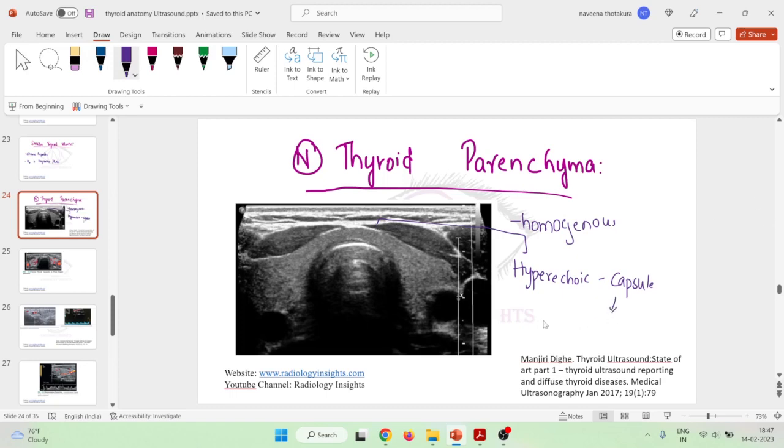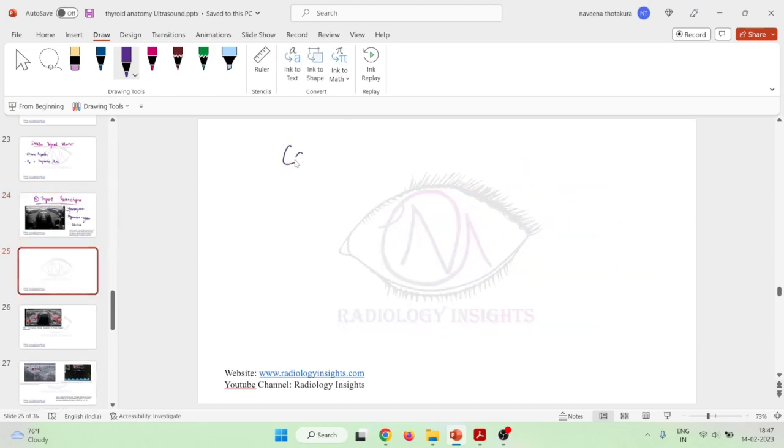This capsule might become calcified in certain conditions. In such cases, we will have a calcified capsule. This calcified capsule is seen in conditions of uremia, where renal failure causes uremia, or it can also be seen in calcium metabolic defects.